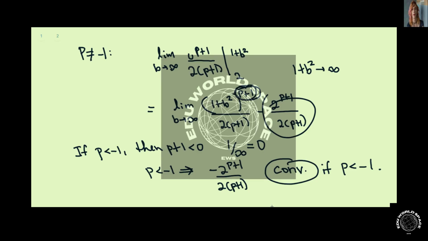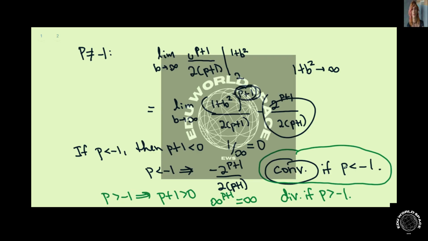And then consider the other case, p is bigger than -1. This implies p plus 1 is bigger than 0, but that'll mean that the infinity has a positive exponent. And that'll ensure that the entire integral is infinity. So out of all the cases, the only one where we had convergence was if p was strictly less than -1.